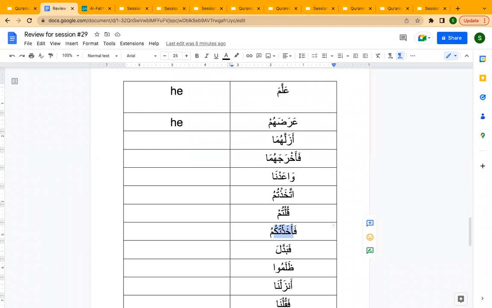Now look at this one. Akhazatkum. Skip fa, and just focus on akhazatkum. What do you think? How many words? Very well done. So two words, akhazat plus kum. The doer of akhazat is feminine doer because of ta sakun, right? Ta sakun, feminine doer. And kum is going to be the detail. It seized you all. Clear or no?